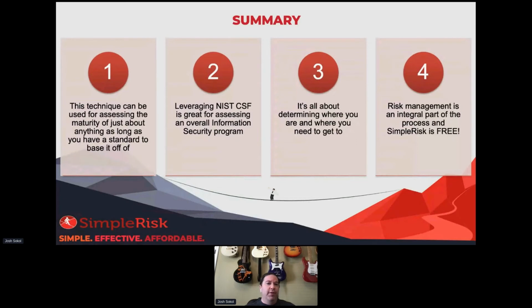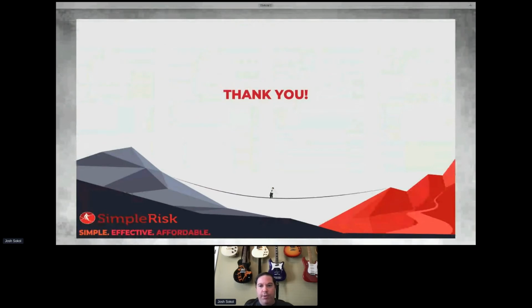The third thing here is it's all about determining where you are and where you need to get to. So think of this as that roadmap. Here's where we are today, there's where we want to get to, and how do we bridge that gap? And then, the last thing is that risk management is an integral part of this process. We need to make sure that we are properly managing our risks, because when we're not, bad things start to happen.